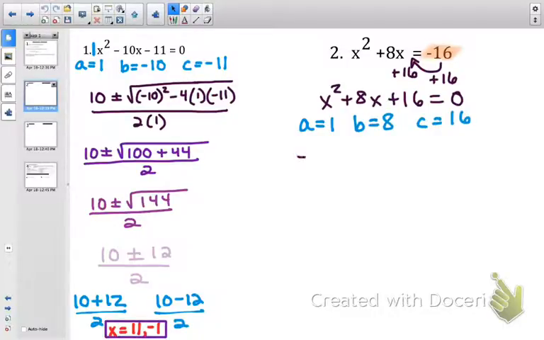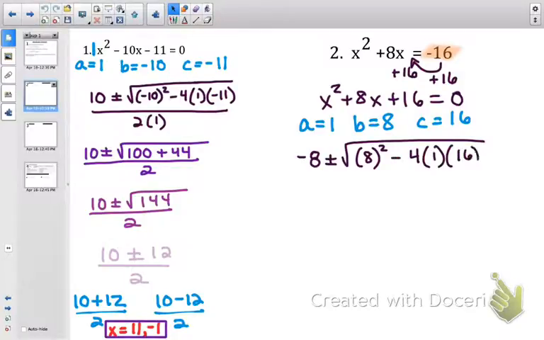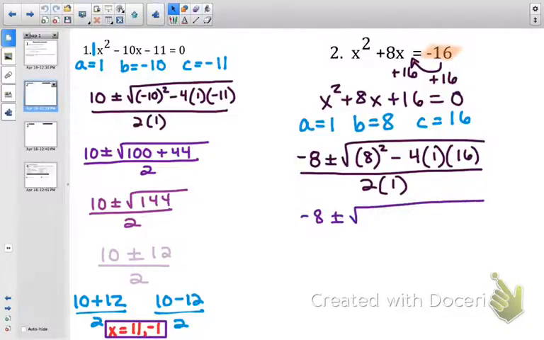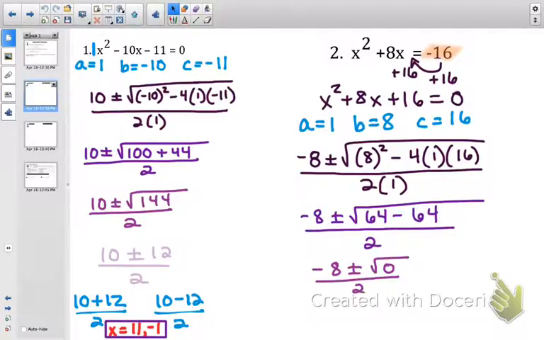So we're going to plug and chug. Negative b, so negative 8 plus or minus the square root of positive 8 squared minus 4 times a, which is 1, times c, which is 16, all over 2a, which a is 1 once again. Let's simplify that. 8 squared gives us 64, and then negative 4 times 1 times 16 is negative 64. This is weird. It's all over 2, and we realize that 64 minus 64 is 0. So the square root of 0 is just 0.